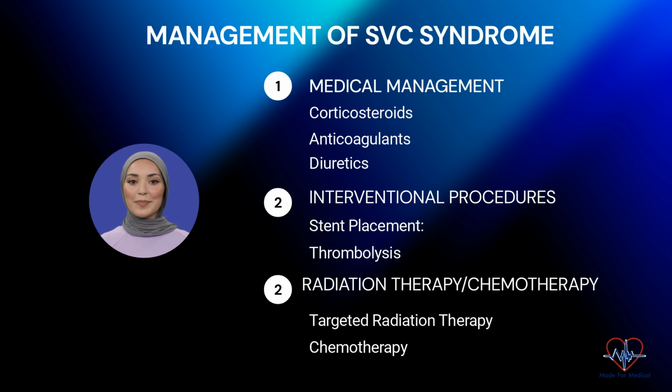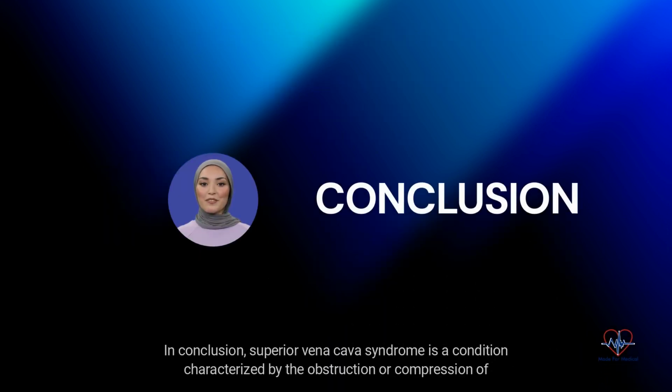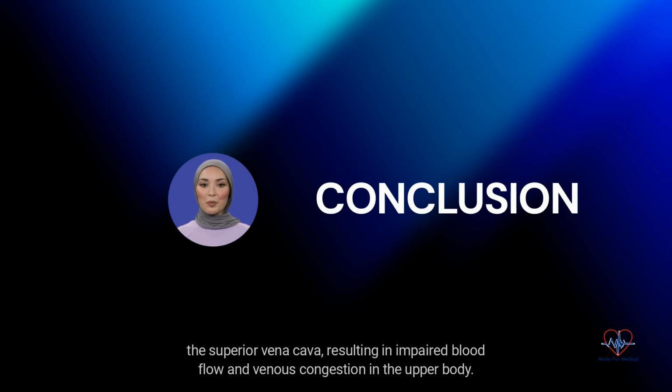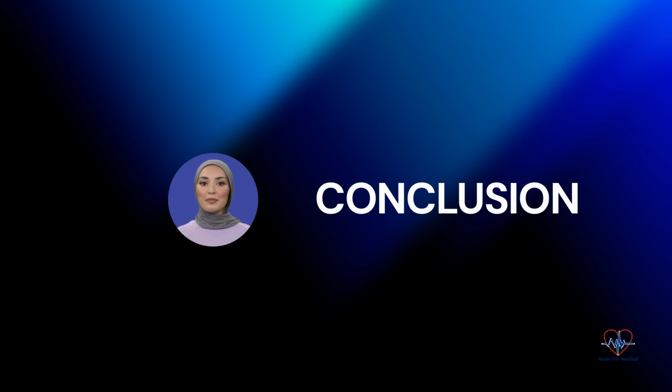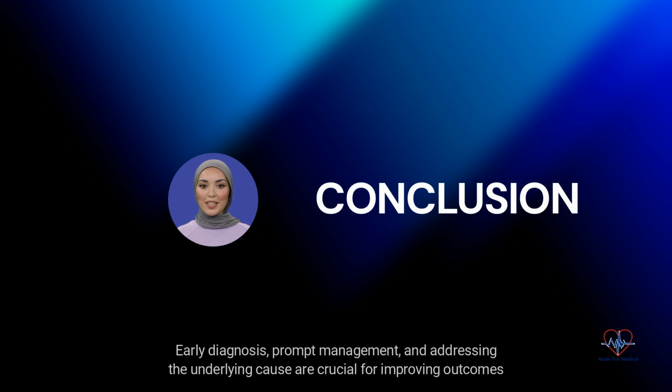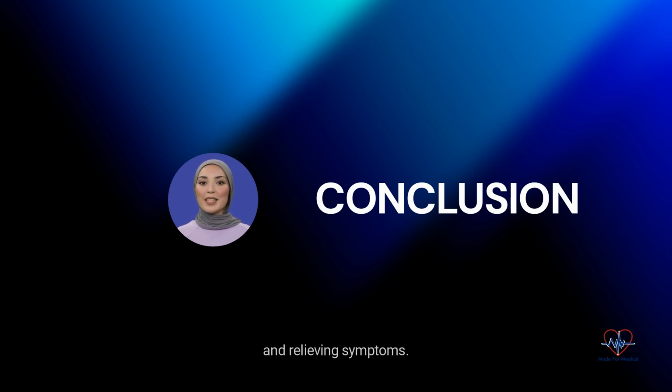In conclusion, superior vena cava syndrome is a condition characterized by the obstruction or compression of the superior vena cava, resulting in impaired blood flow and venous congestion in the upper body. Early diagnosis, prompt management, and addressing the underlying cause are crucial for improving outcomes and relieving symptoms.